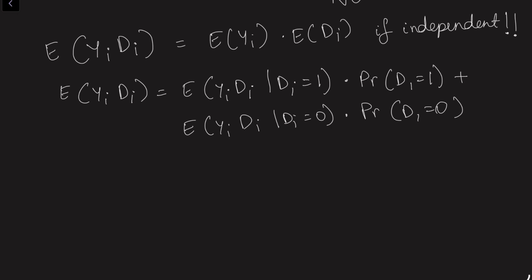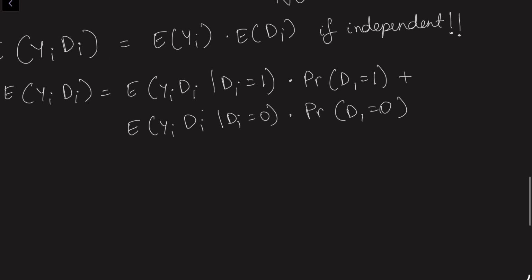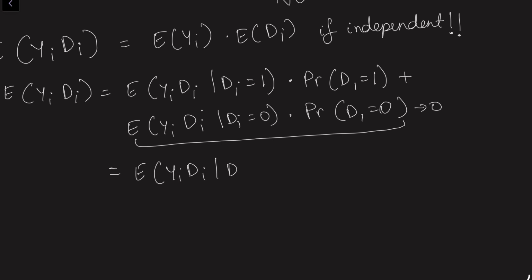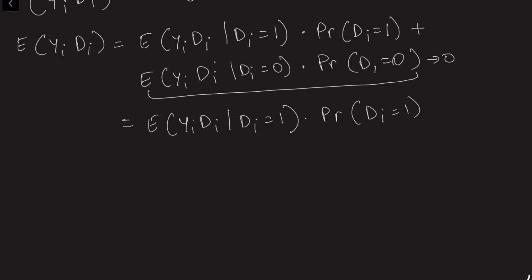Now look carefully at the second term. If Di is equal to 0, this whole term will become 0, and essentially this whole term goes to 0. So we can directly write that the expectation of Yi Di is simply just our first term. It's the expectation of Yi Di in the treatment subgroup times the probability of being assigned the treatment subgroup. Okay. Now let's further decompose this.